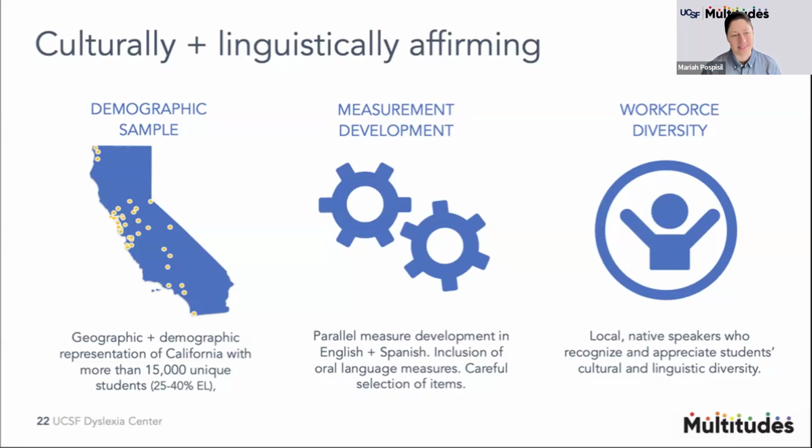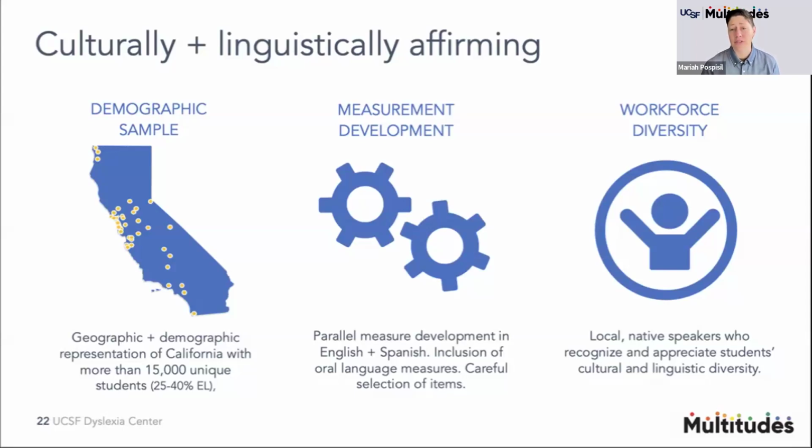So again, our demographic sample has come from all over the state. You can see here on the map all the different counties and districts who have engaged in our research over the last 5 years. Our team members are incredible. We have an incredible research team of local native speakers who not only embody our students' diversity, but are therefore able to appreciate it and really connect with them. So we feel good about the folks who are doing the research to collect the data that created Multitudes.